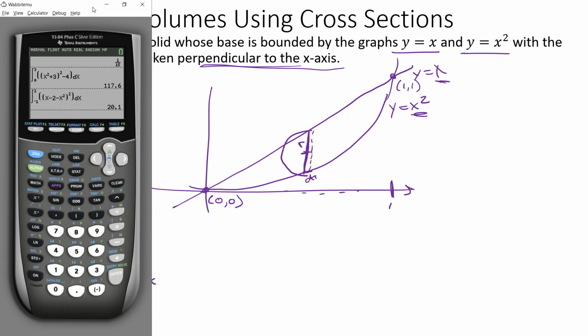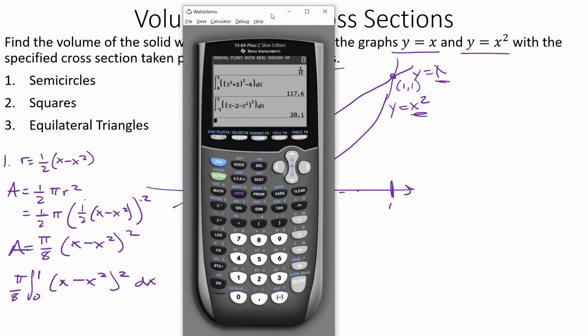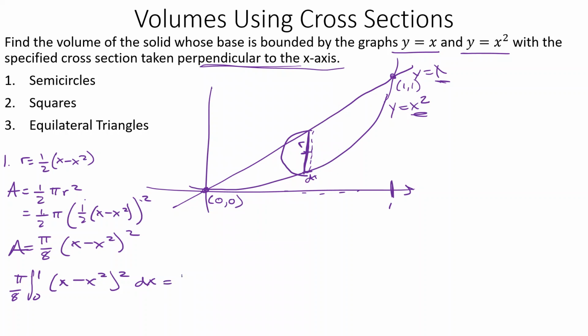Again, we can just throw that in our calculator if we want. Math 9 is for integrate, and by the way, math 8 is taking the derivative. So from 0 to 1, we've got (x - x²) quantity squared, and x was our variable, and that gives us 0.03. Let's get that as a fraction: math 1, enter, 1/30. So this equals pi over 8 times 1 over 30, or pi over, is that 240? Yeah, I think that's right.